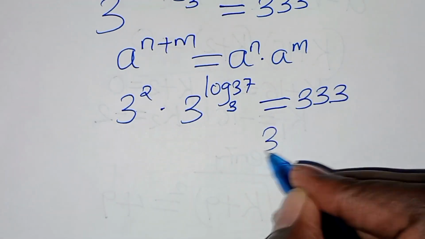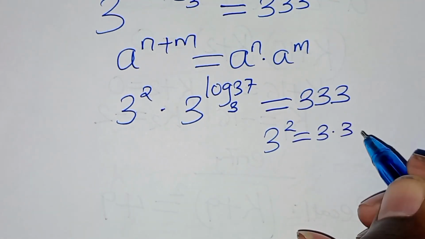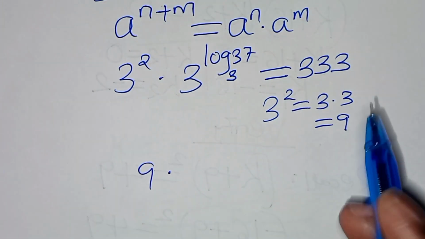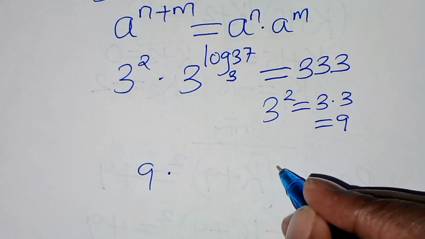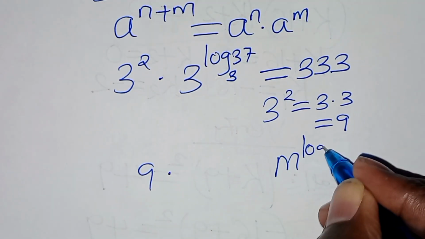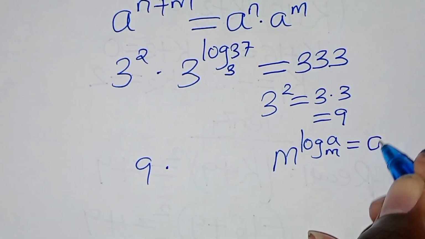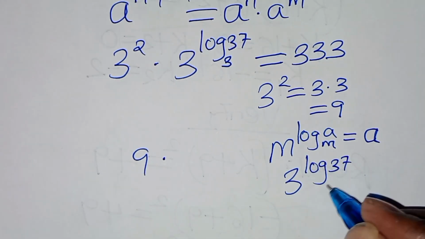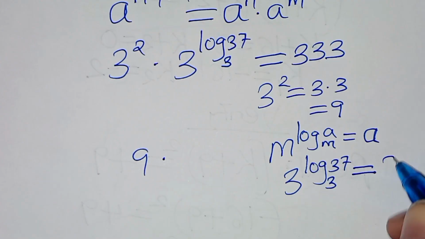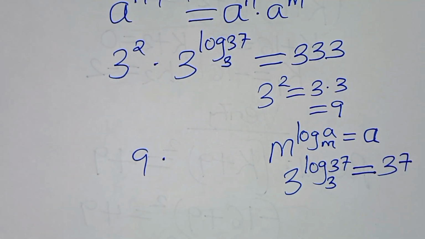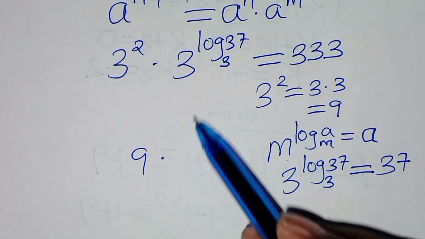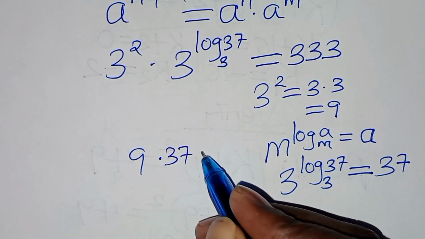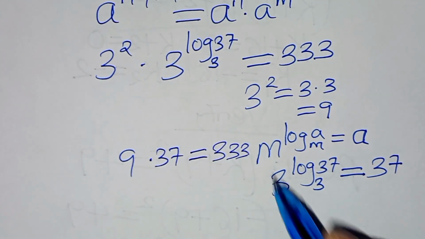So 3 squared here, this is the same thing as 3 times 3, and this is equal to 9. So here we have 9 times 3 to power log 37 to base 3. This is actually in the form of m to power log a to base m, and this is supposed to give us a value of a. So this implies that 3 to power log 37 to base 3 is the same thing as 37. So let's substitute 37. It will be 9 times 37. This should give us a value of 333.